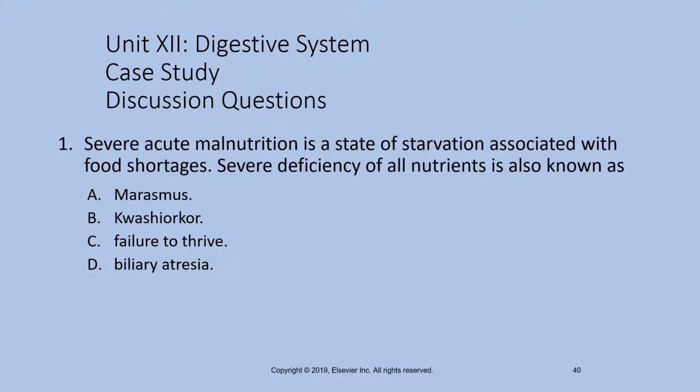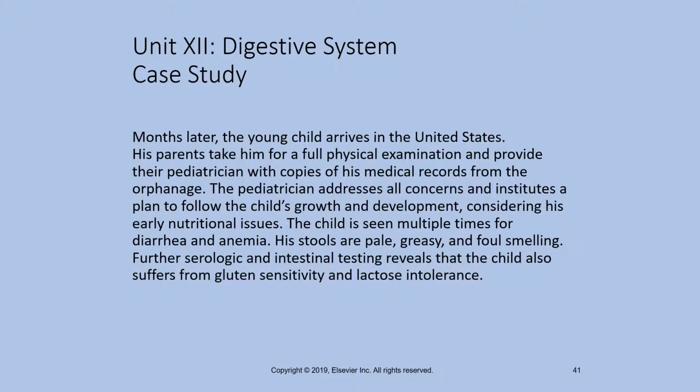So, severe malnutrition and states of starvation are associated with food shortage. Severe deficiency of all nutrients is known as marasmus, right? First is protein. Months later, the child arrives in the United States.